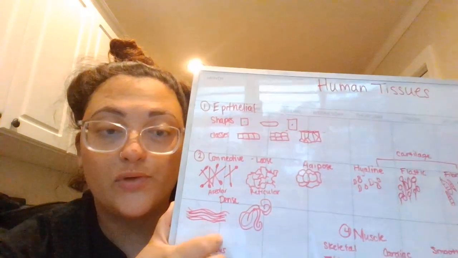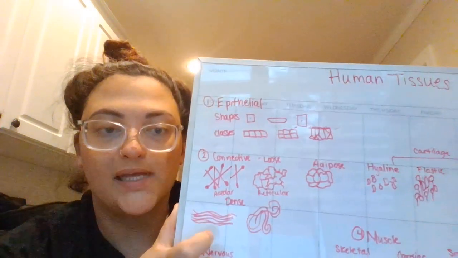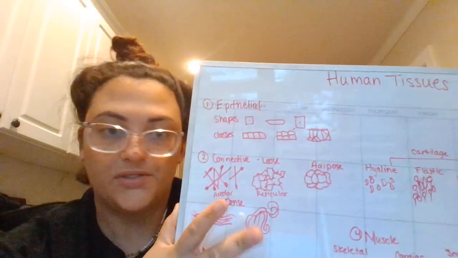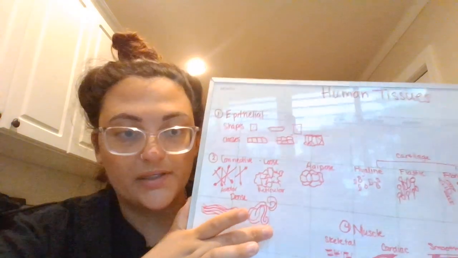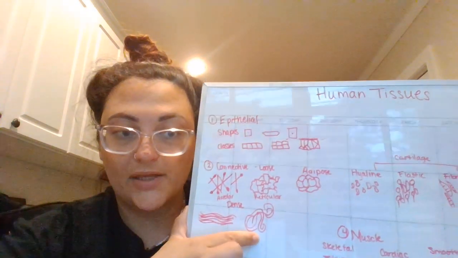So there's two different forms of dense. There's dense regular, which forms a pattern, and then there's dense irregular, which you can see is all over the place and all swirly, so there's no pattern. So dense regular, dense irregular.